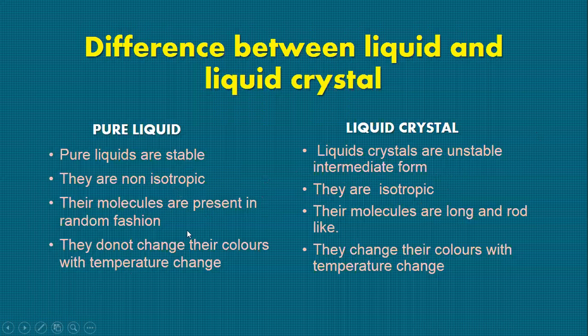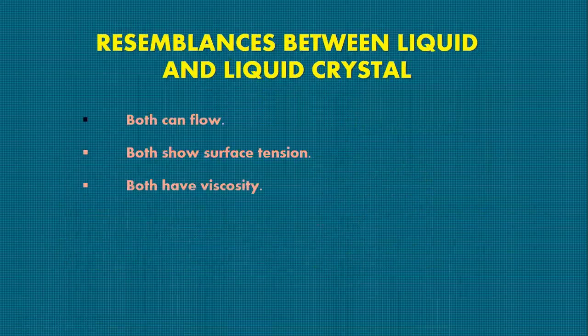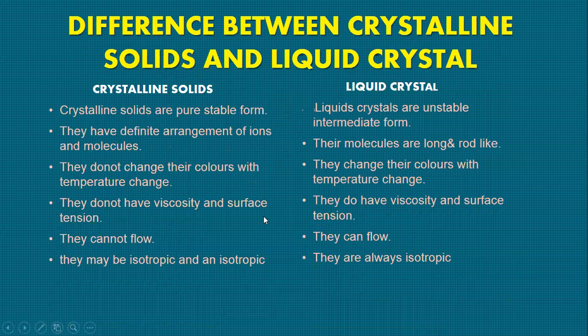Pure liquids are present in random fashion, while in liquid crystals, molecules are long and rod-like. Pure liquids do not change their color with temperature change, while liquid crystals change their colors with temperature change. How do liquid crystals resemble pure liquid? They both can flow, they both show surface tension, and they both have viscosity.